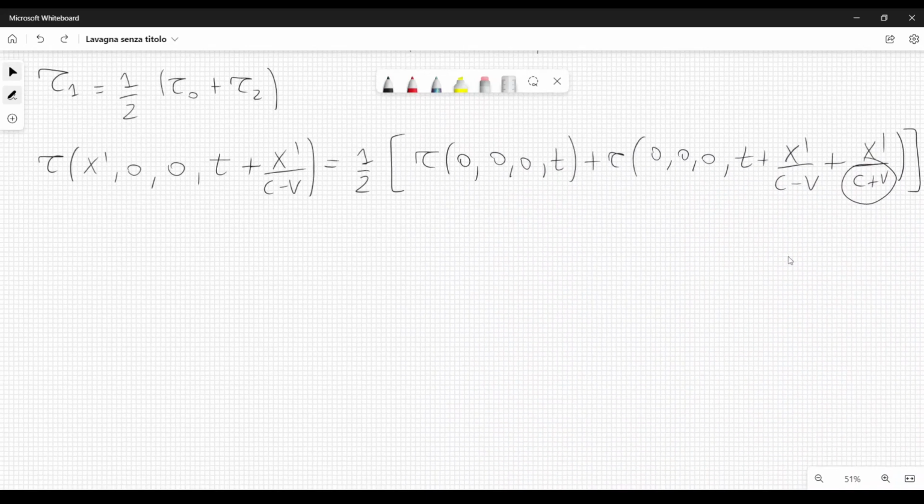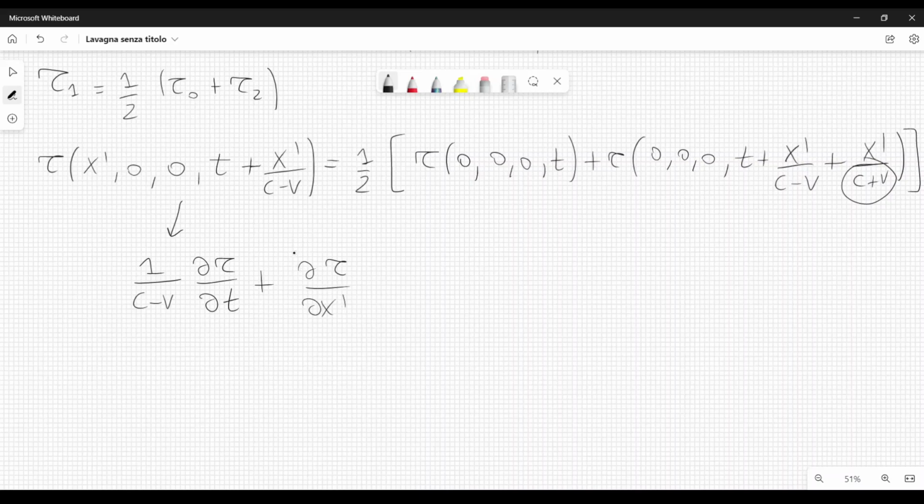Now, if we choose x prime to be small, we can rewrite this equation like this. It's easy to see: 1 over c minus v, d tau dt, plus d tau over dx prime.